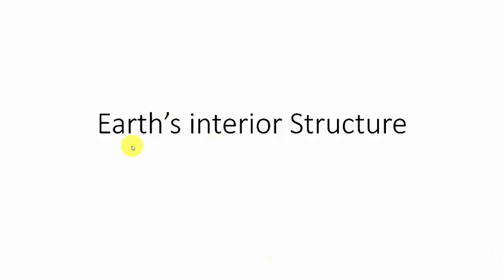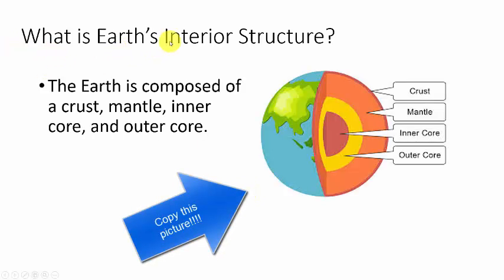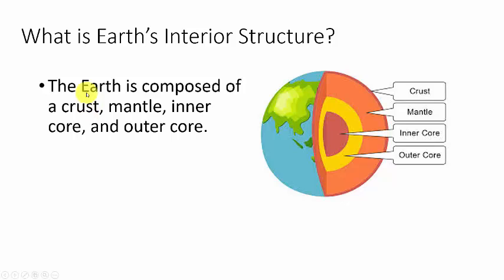Okay, these are the notes on Earth's interior structure. So the question is, what is the Earth's interior structure? Just an overview: the Earth is composed of the crust, which is the outside layer that we are living on, then the mantle, then the outer core, and then the inner core. So these are the four major sections, and we're going to have different names for subsections.